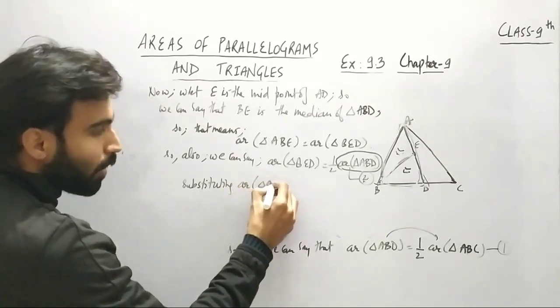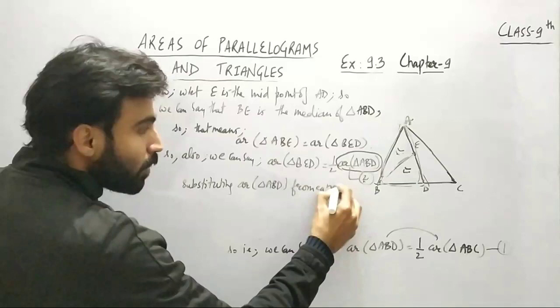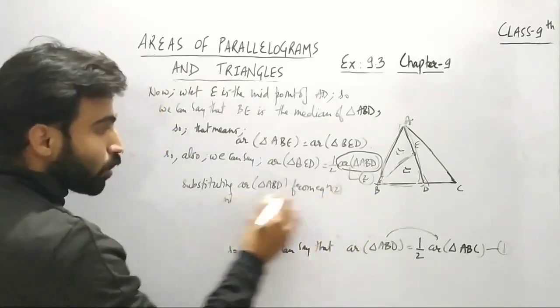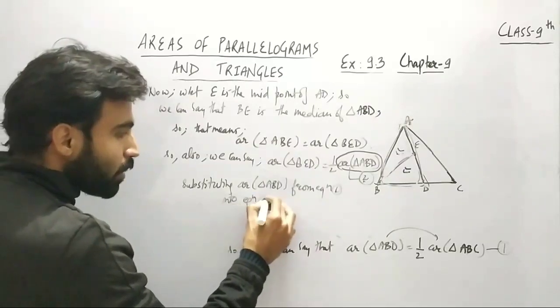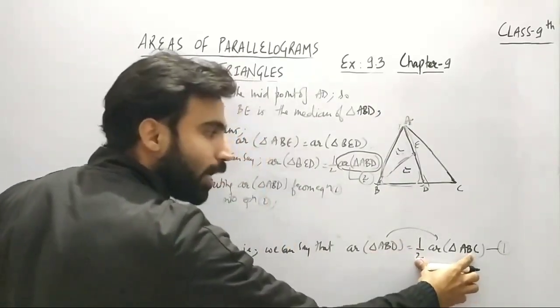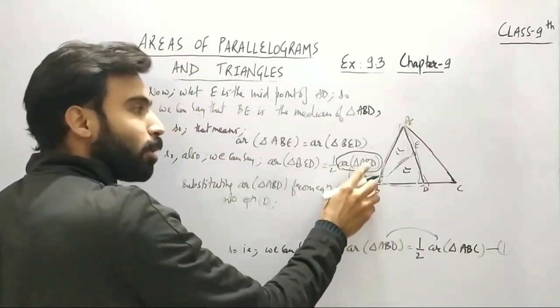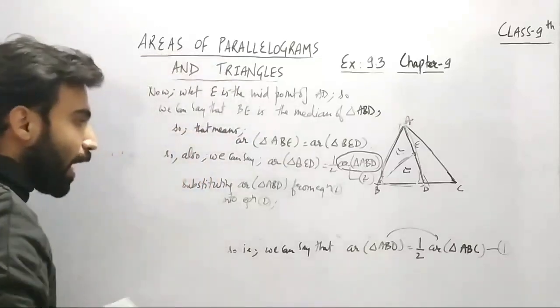area of triangle ABD from equation number second, from equation number first into equation number second. So यहाँ पे मैं first equation से area of ABD की वैल्यू half of the area of ABC, second equation में ABD की जगह पे substitute करने वाला हूँ, right? So what will that give me?